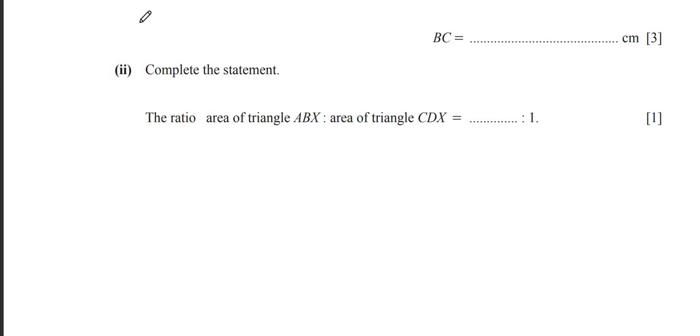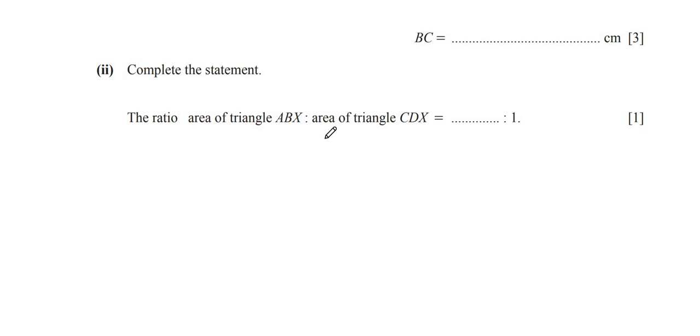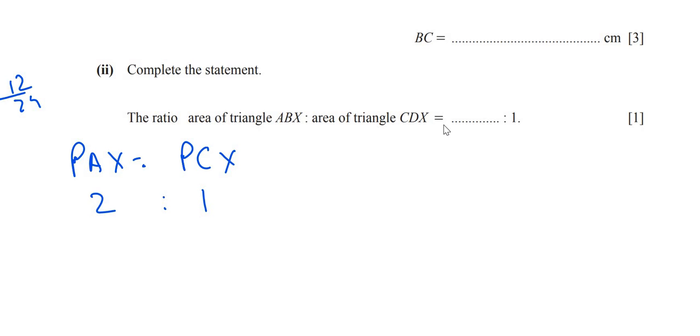Moving on to the next question, it says complete the statement. The ratio of area of triangle ABX to area of triangle CDX is dash is to 1. So look, AX is to CX is 2 is to 1. Alright, how do I know that? I just divided 12 by 24 above to show you guys. So whenever we talk about area, we actually square it. So this becomes 4 is to 1. So you will write 4 is to 1 as your answer.